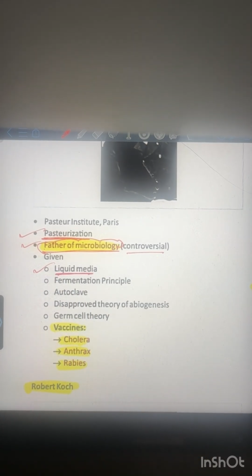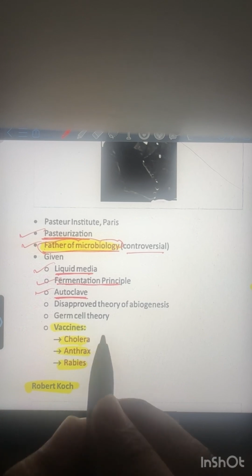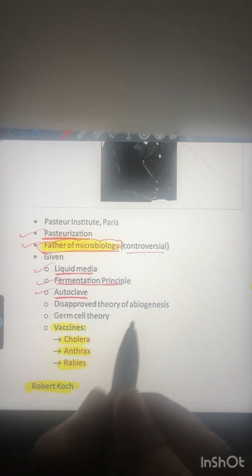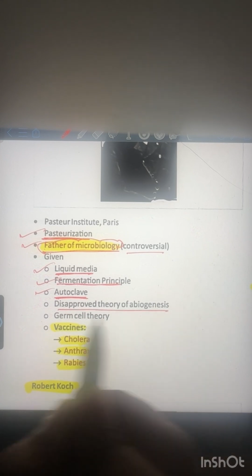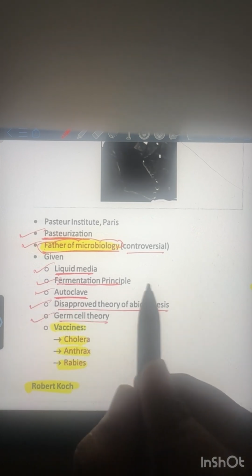Now we need to know he's the father of microbiology. So which means we are going to split the father word into multiple other alphabets. F is going to stand for the fermentation principle. He's given us the fermentation principle. AT is going to stand for autoclave. All of you study autoclave in sterilization, disinfection. He gave us autoclave. Then also when we're talking about father, and if I take these THER, he's related to a lot of theories. So he's told us that there is nothing known as theory of abiogenesis. He's disapproved it, and he's approved a theory called the germ cell theory. So next are the theories. So this is your final mnemonic that you need to follow for Sir Louis Pasteur.